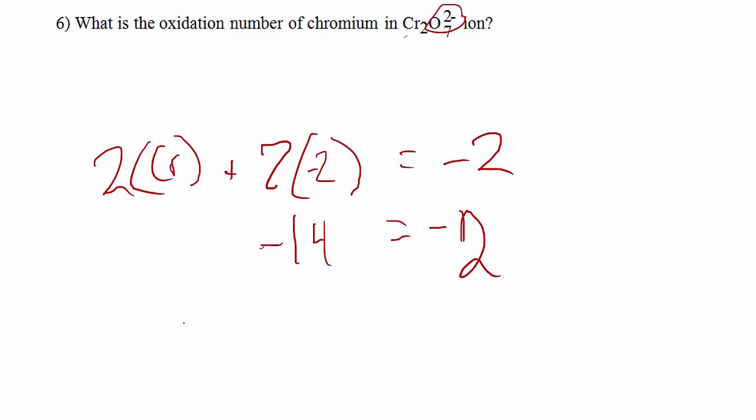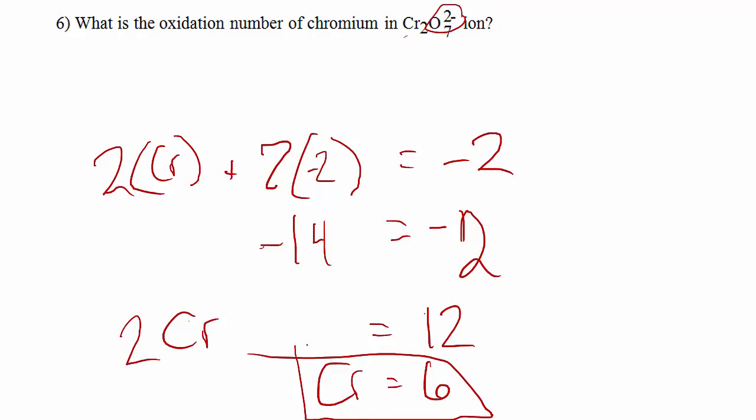So we know that 2 chromiums has to equal 12. So you know that chromium equals 6. Just that math right there.